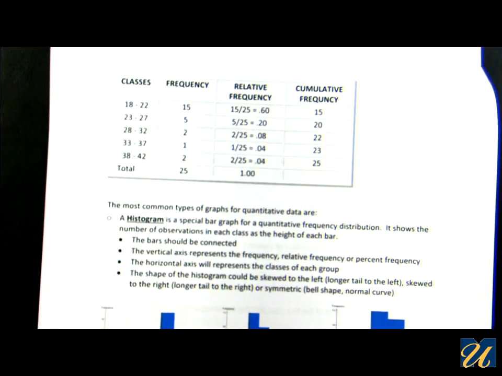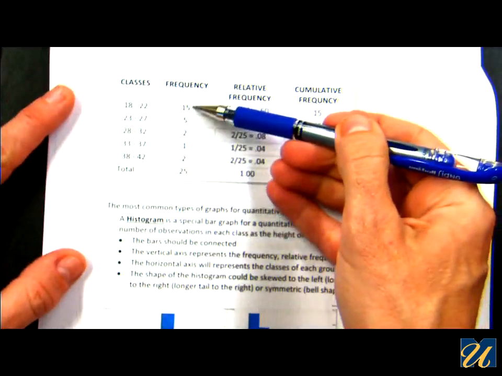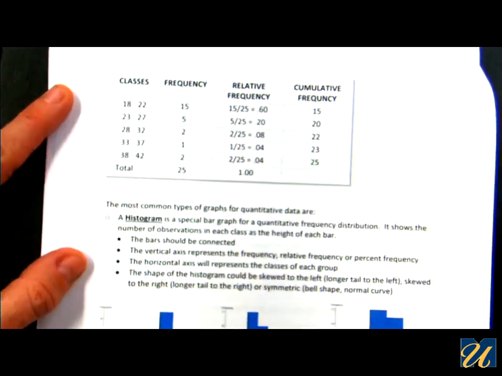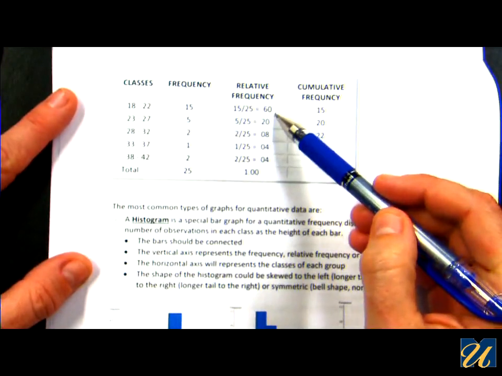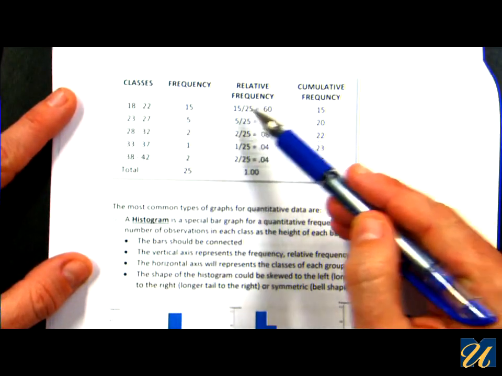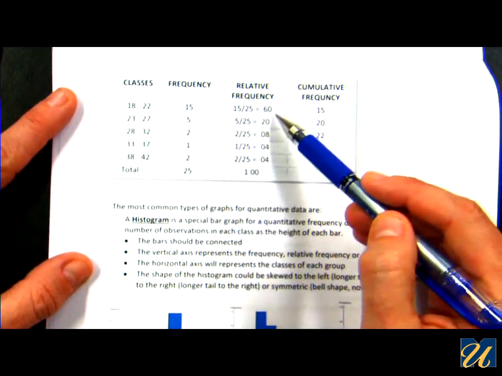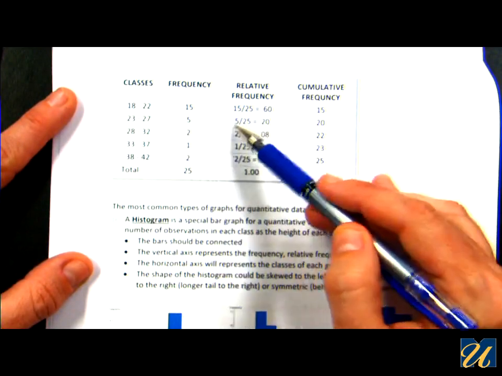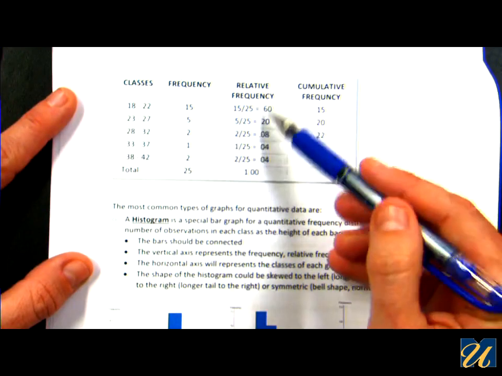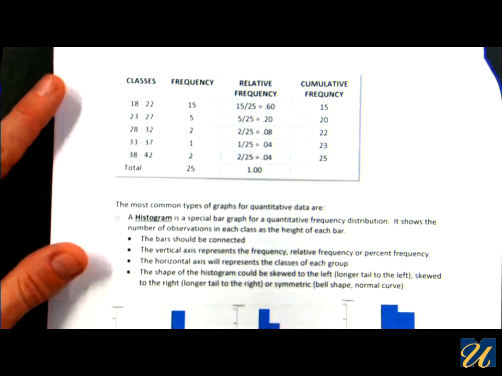I want you to find the relative frequency. How do we find the relative frequency? We take each frequency, we divide it by the total. So the relative frequency for the first class will be 15 over 25, 0.6. Second class, 5 over 25, 0.2, and so on and so forth.